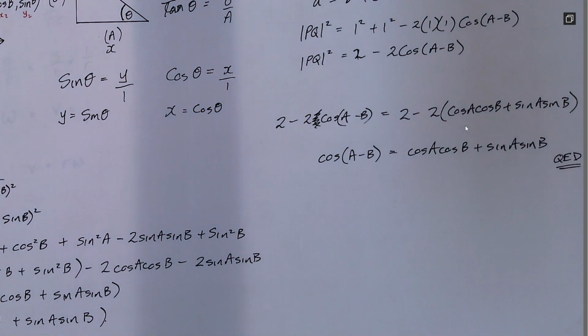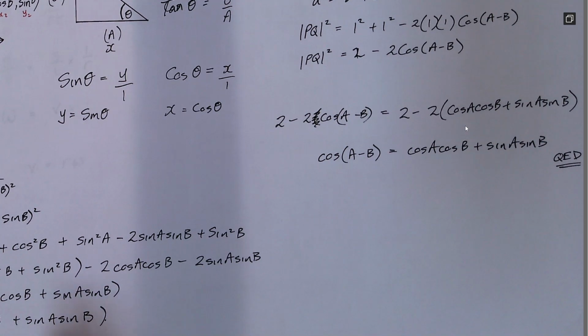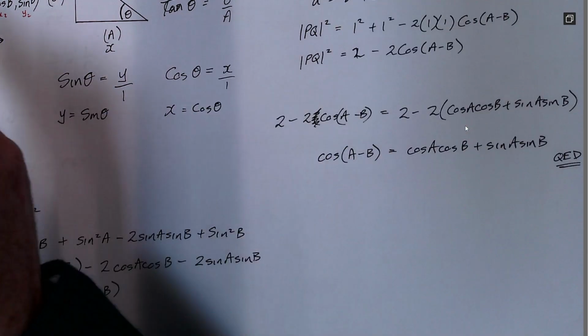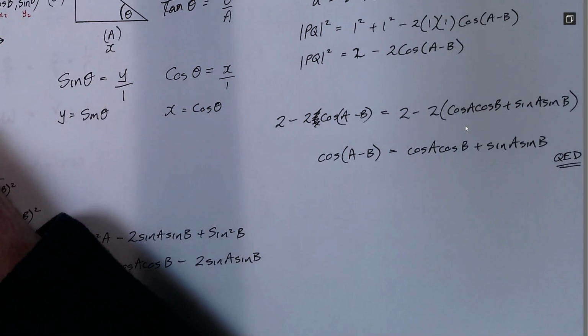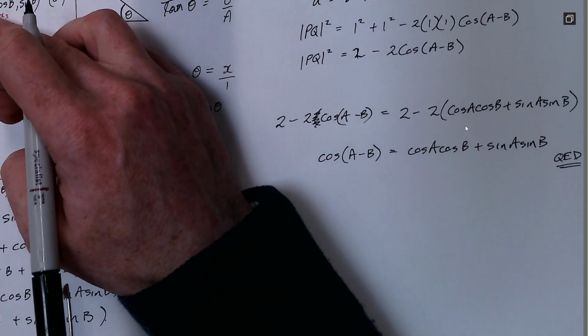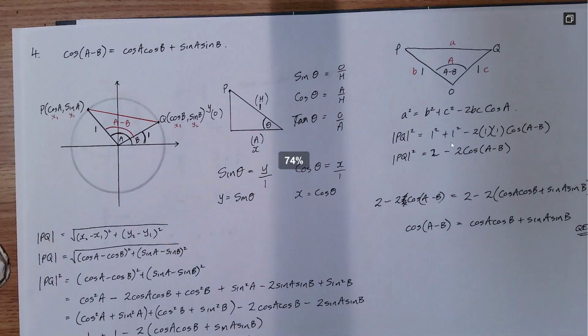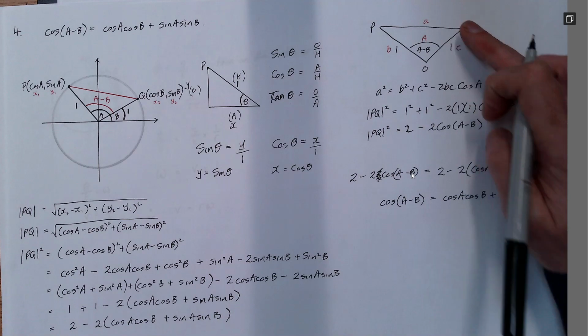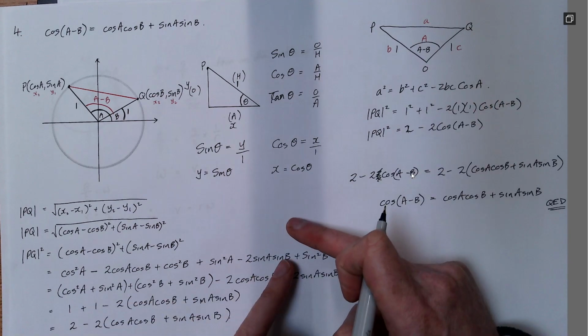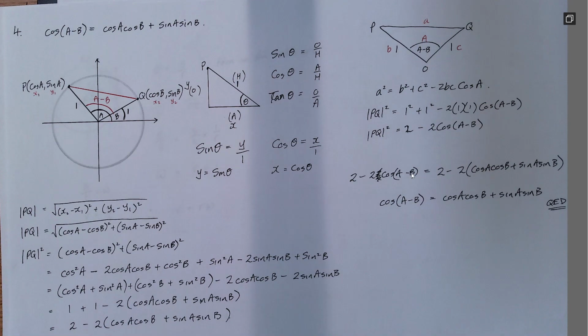Okay, now this is the most difficult proof, because it's all about the diagram. If you draw the diagram, the length PQ can be found by geometry of the line, and also by the cosine rule. Compare the two results, so cos of A minus B equals cos A cos B plus sin A sin B, which is the proof.